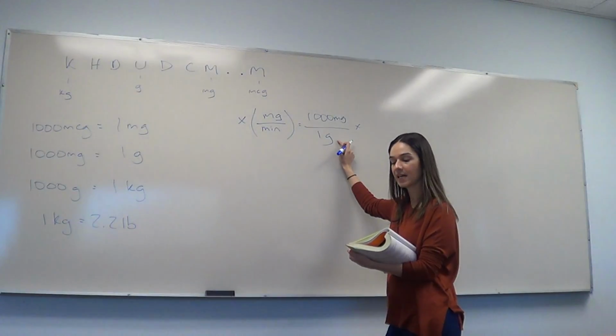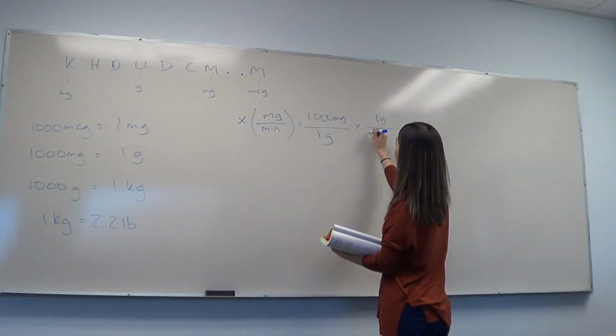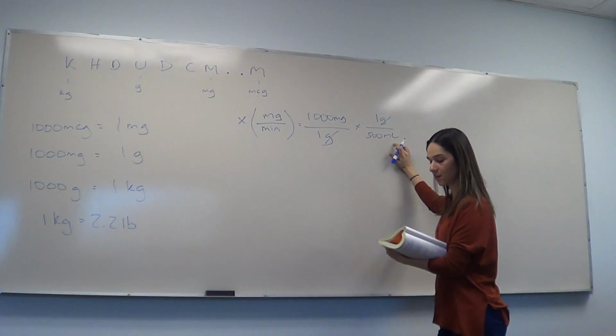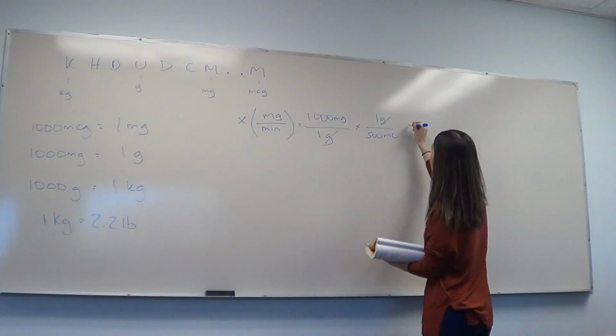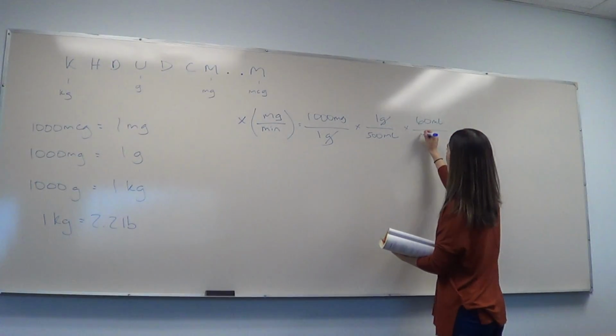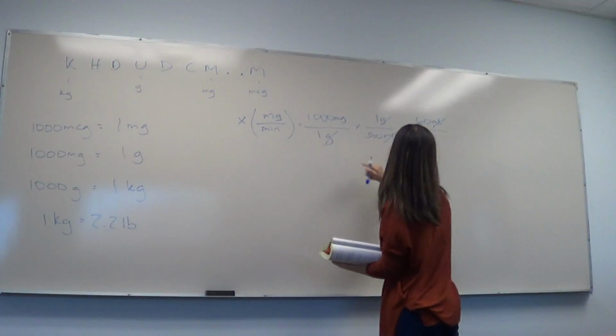1 gram of lidocaine in 500 mL. So we need grams on top. Make sure to put 1 gram over 500 mL. Grams crosses out. Now we need to get rid of mLs. Well, it says the patient is receiving lidocaine at 60 mLs. mLs on top, so we get rid of it per 1 hour, right? Now we're left with milligram per hour.